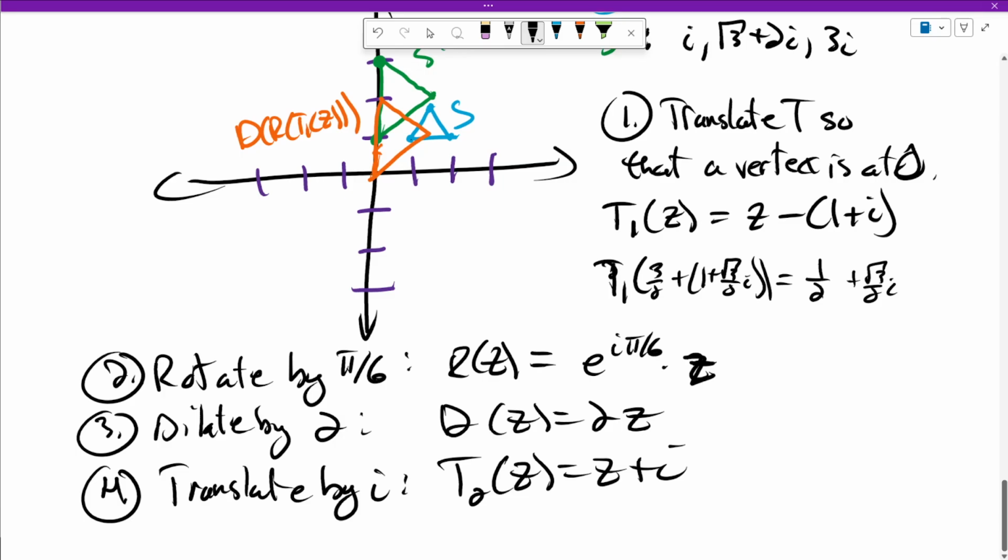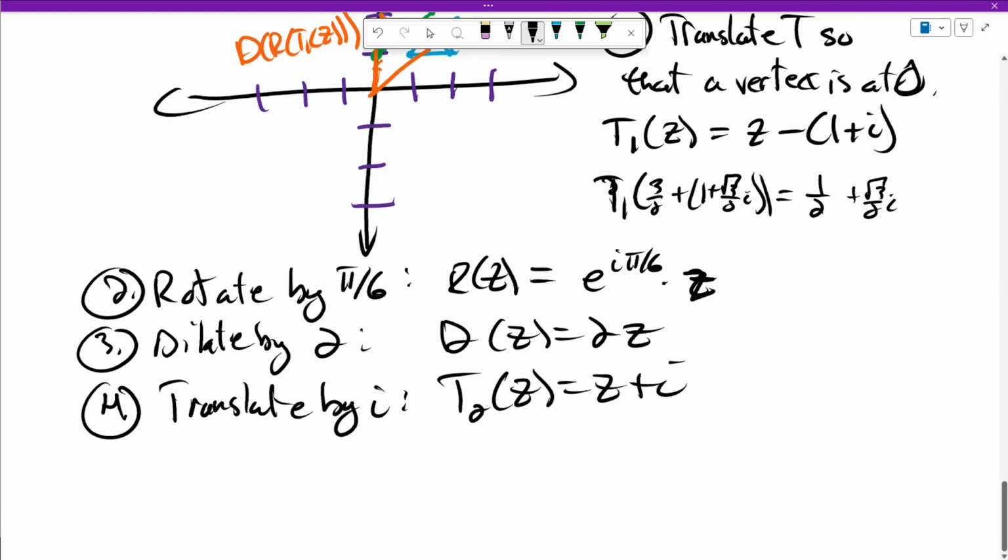Now, again, our actual mapping, the one that takes S to S prime, is to do these in order. So once we do these in order, we will get the corresponding shape. So T2 composed D, composed R, composed T1, all on S is that green shape. But we don't know what the mapping is. We actually have to do the composition now. So let's do that. Let's compose them and see what we get.